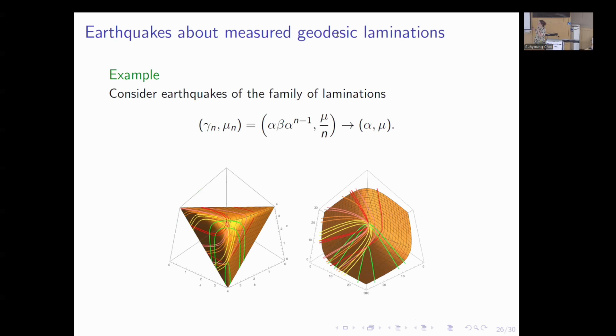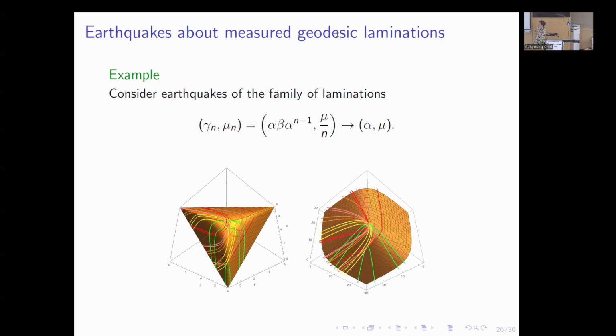So if we consider the earthquakes in this family of laminations, so we have alpha, beta, alpha to the n-1, and we have some transverse measure mu. And what we've done is we've inserted some normalizing factor n so that this actually converges to a lamination on the other side. That makes sense? Okay, so what is happening here, this is just going to converge to something of slope 0. And so this is going to converge actually to the lamination just defined by the simple closed curve alpha again. Okay, good.